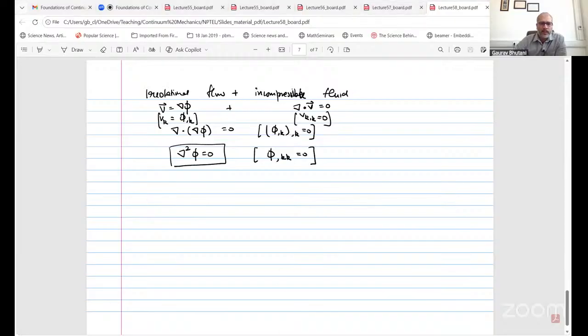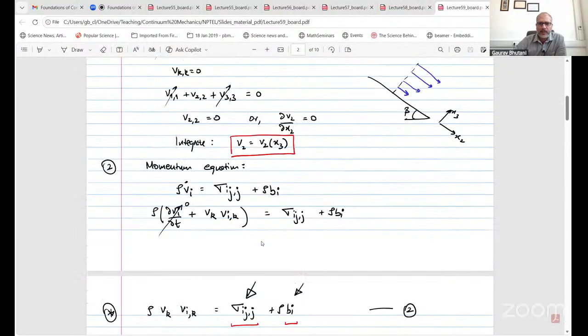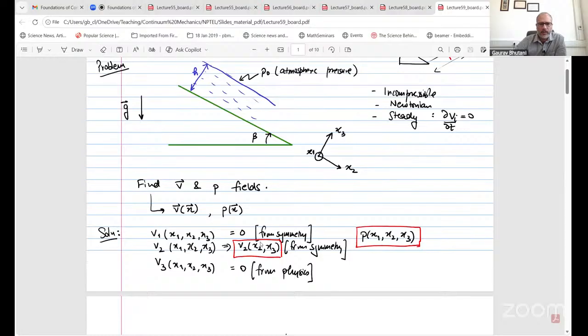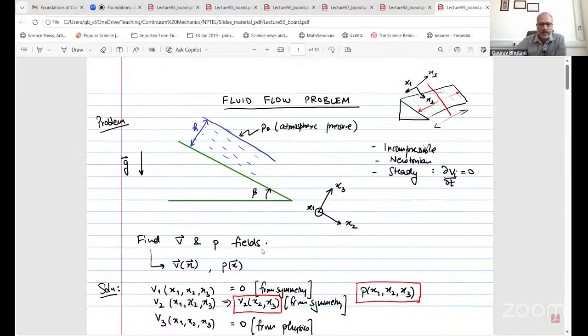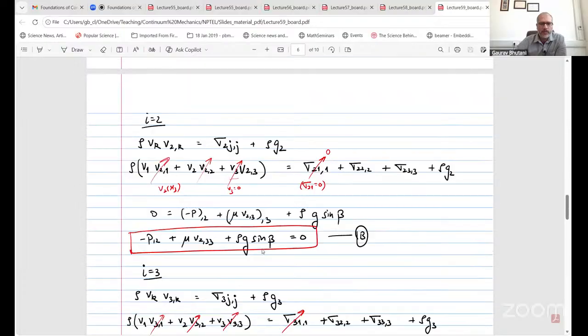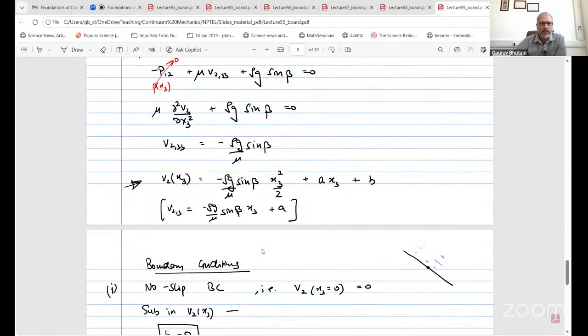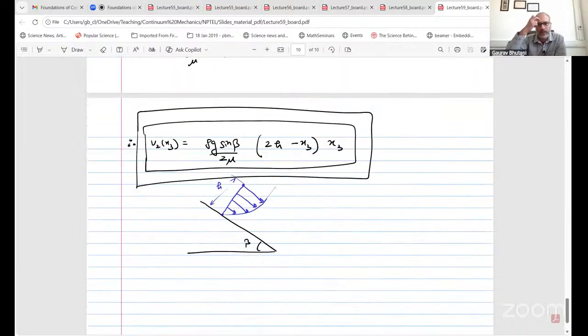And then in the last lecture on fluids, week 12, we applied these equations, the Navier-Stokes equations, to an actual problem of a free surface flow. And through that application, we were able to solve for finally the pressure and the velocity field in the fluid.